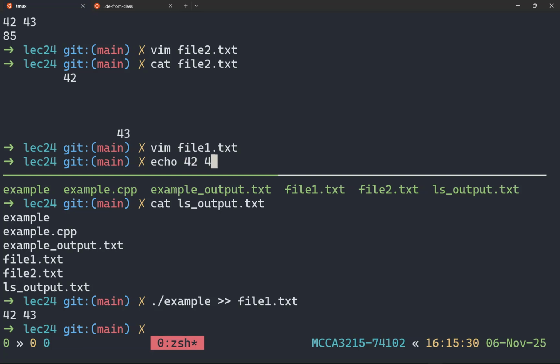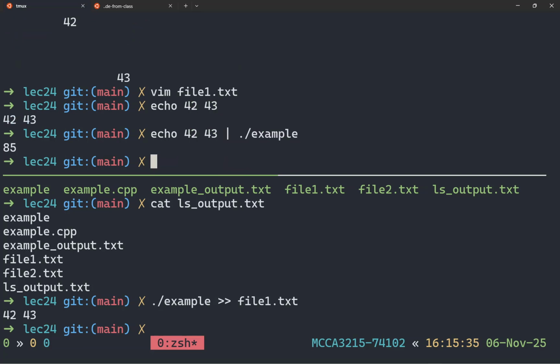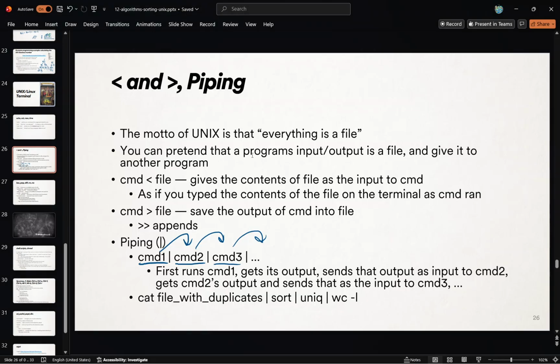echo 42 43 | example. Does that make sense, what I just did? Because what does echo 42 43 do? It outputs 42 space 43. I gave that as input to example. It ran with it. It computed 85. Cool. Does that make sense? It's cool. I like it.